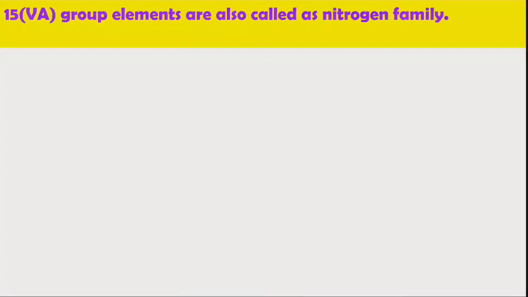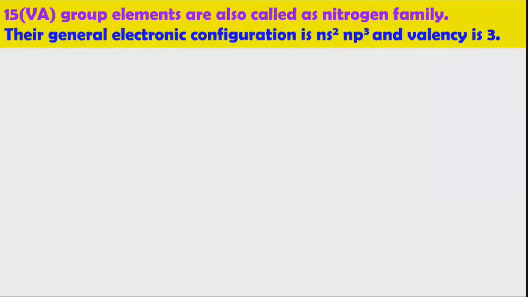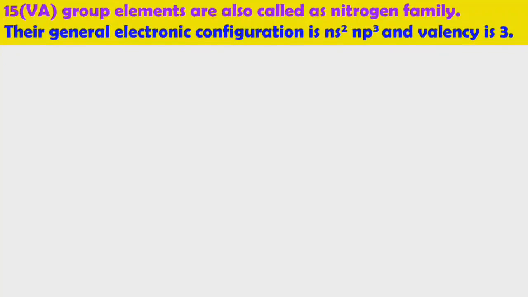Now go for the 5th A group or 15th group elements, also called the nitrogen family. Their general electronic configuration is ns2 np3 and valency is 3. They have 5 valence electrons, so they will accept 3 electrons to gain stability. So their valency is 3.